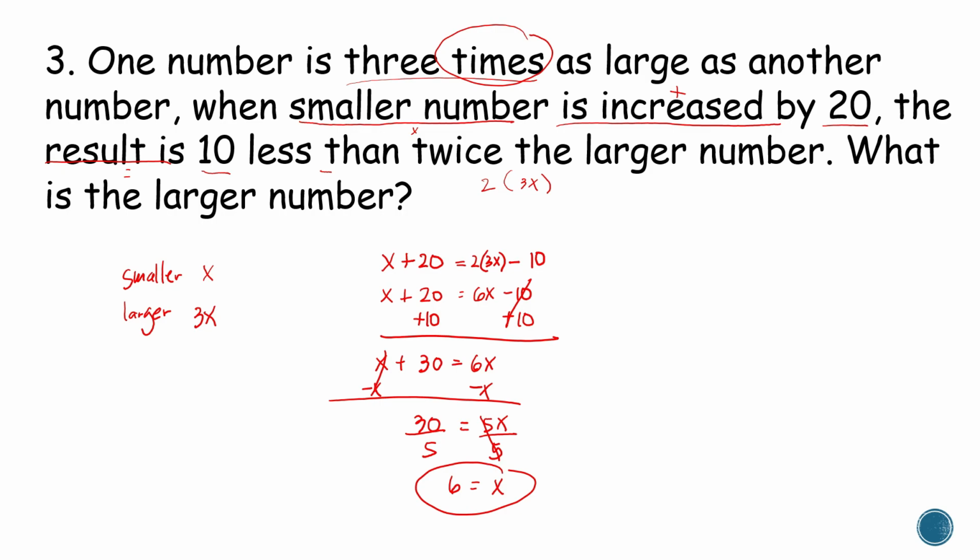Now, we're not done yet. We were able to solve for the variable x. We need to answer what is being asked here. And what is being asked is the larger number. X is the smaller number. So to find the larger number, let's just multiply that 6 by 3. And the answer is going to be 18.